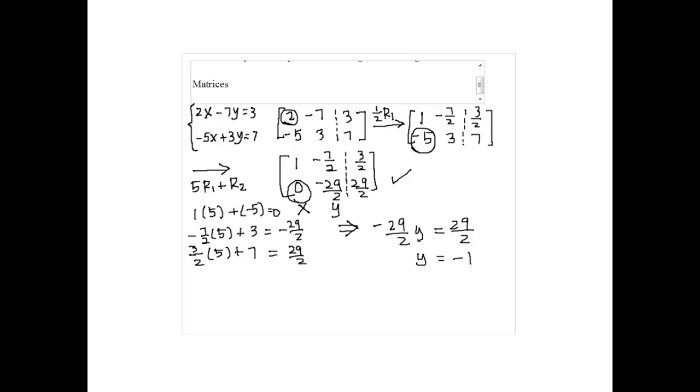The top row translates into 1x minus 7/2 y equals 3/2. By substituting -1 in y, we get x plus 7/2 equals 3/2. When you solve for x, you get x equals -2.